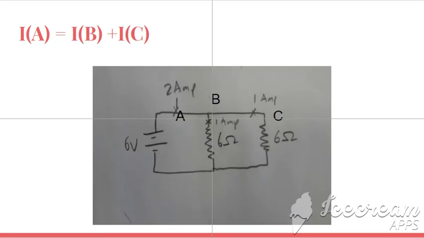To go into our next one, now we have 2 amps coming out of the battery. The reason for this is we have the same thing, a path with 6 volts going into a resistor of 6 ohms, and another path of 6 volts going into 6 ohms. So that's 1 amp coming out of the path of B and 1 amp in the path of C. Now when they come back together, it's going to equal 2 amps.